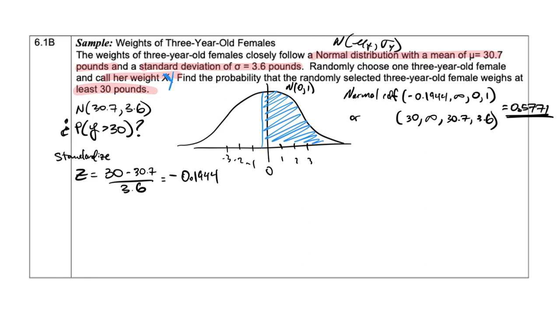So I use the normal CDF. My lower bound is negative 0.1944. Upper bound is infinity, or you can even write 10 or 12 or whatever. I got 0, and then I got 1. Or you could use the raw data. 30 is my lower bound. My upper bound is infinity. My mean is 30.7. My standard deviation is 3.6. Both of these will yield the same numerical value, 0.5771.